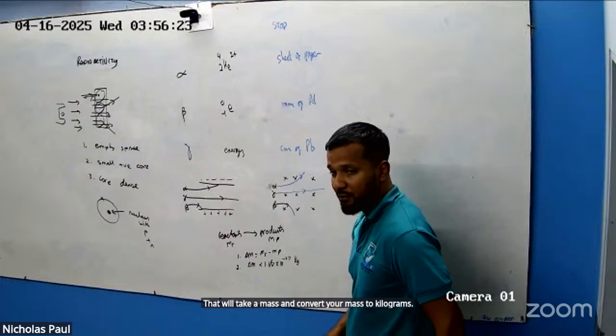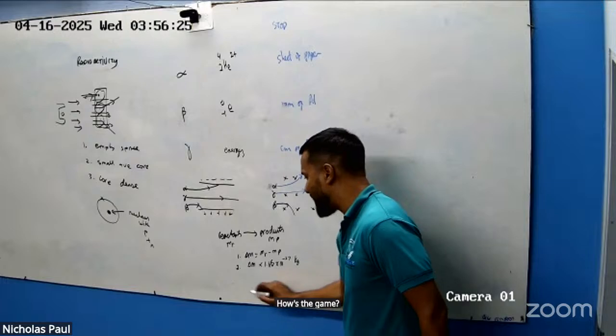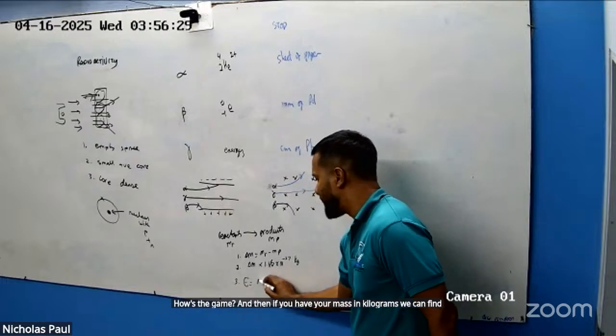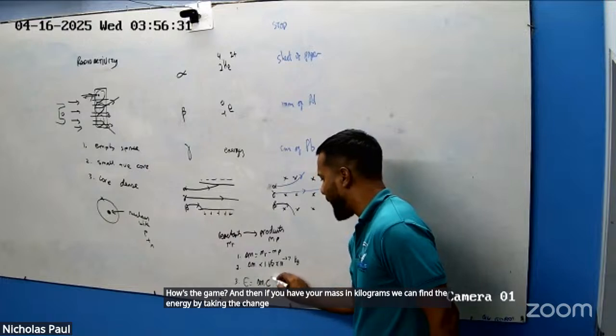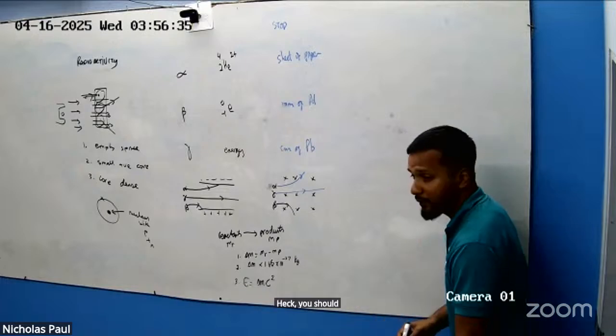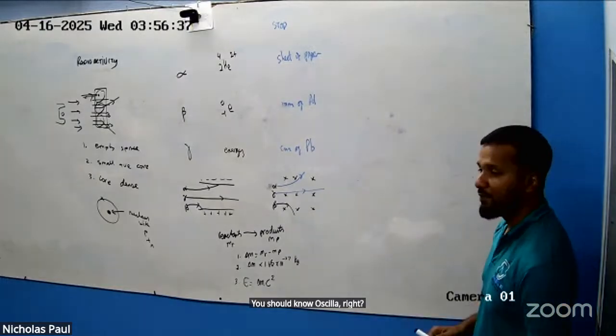That's okay? And then if you have your mass in kilograms, we can find the energy by taking the change in mass and multiplying it by the speed of light squared. Right? You should know what c is, right? So all these are little Form 5 things that you should know.